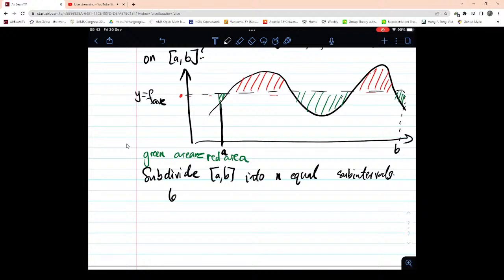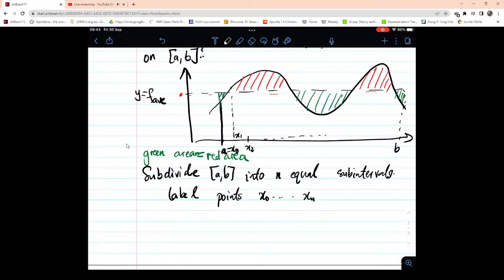And then we can label these points x naught up to xn. So if we do that, we'll start with a being x naught, and then we have our x1 there, and then x2 there. They'll be equal parts, but this is just a sketch. And then we have got the last one, xn, right? So we would have divided them into n equal parts like that.